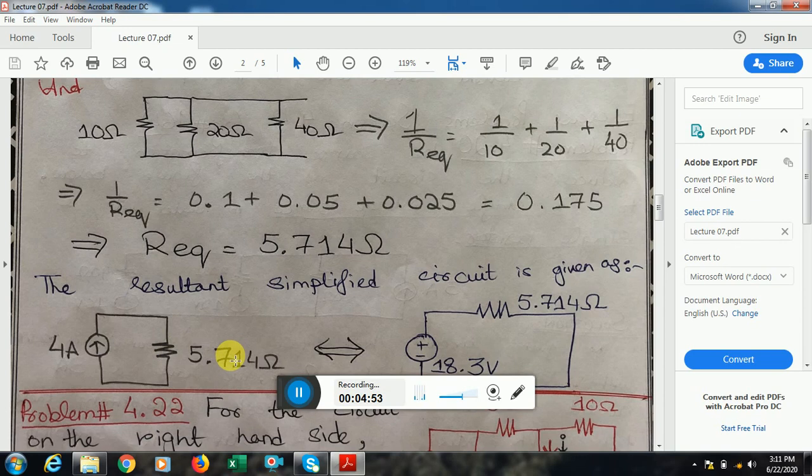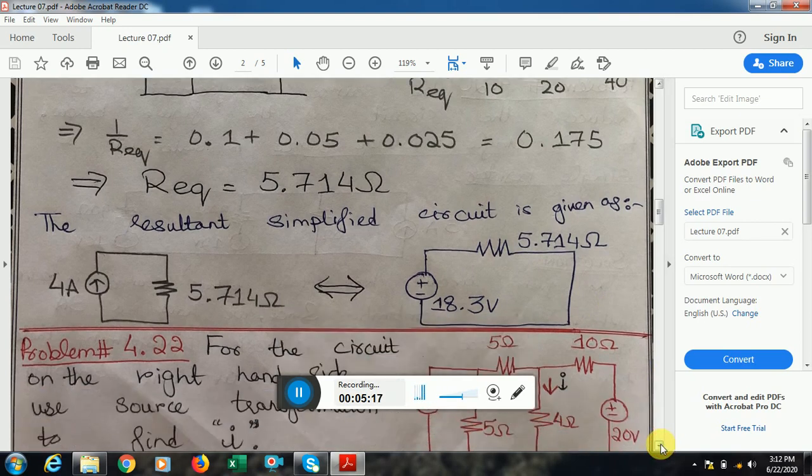But I was asked to simplify this circuit into one voltage source in series with one resistance. So I can simply use the source transformation theorem, and V is equal to IR. So I is 4 ampere multiplied by 5.714 yields the voltage source 18.3 volt, and the same resistance is in series. So this is what I get as a summarization.